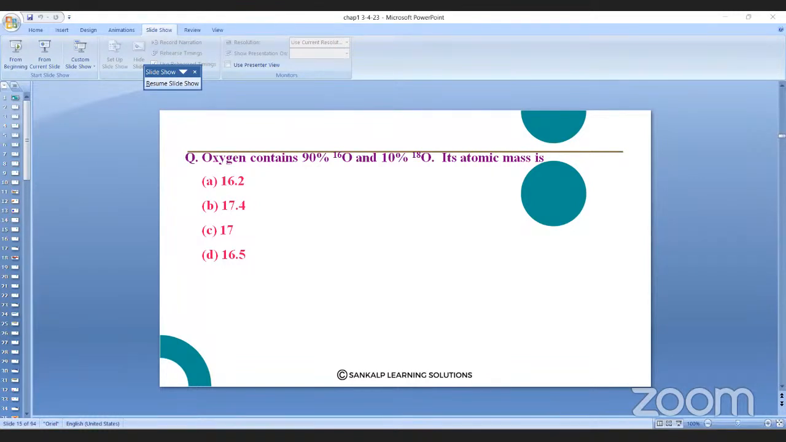So this is one of the questions. 3 grams of an oxide of a metal is converted to chloride completely, and it yielded 5 grams of chloride. So what is the equivalent weight of the metal? Okay, so this is the question.